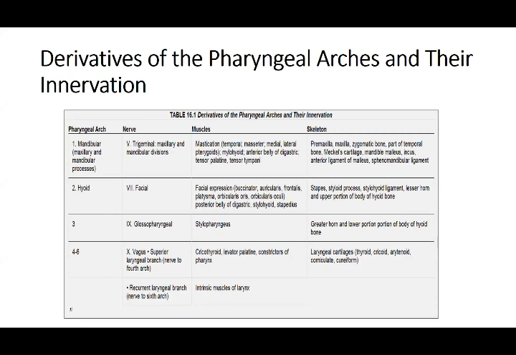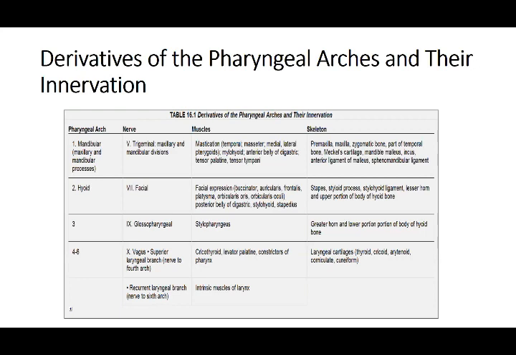The inner portion, the cartilaginous portion, is going to finish off, and that is going to give rise to the anterior ligament of malleus and the sphenomandibular ligament. Then is the second arch, that is the hyoid arch or Reichert's arch. This is being supplied by your facial nerve. This facial nerve is going to supply the muscles of facial expression. So that is the second arch. All the muscles of facial expression originate from this.